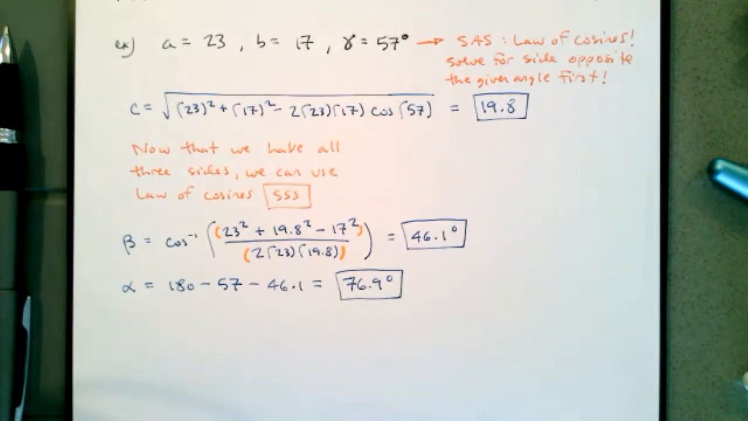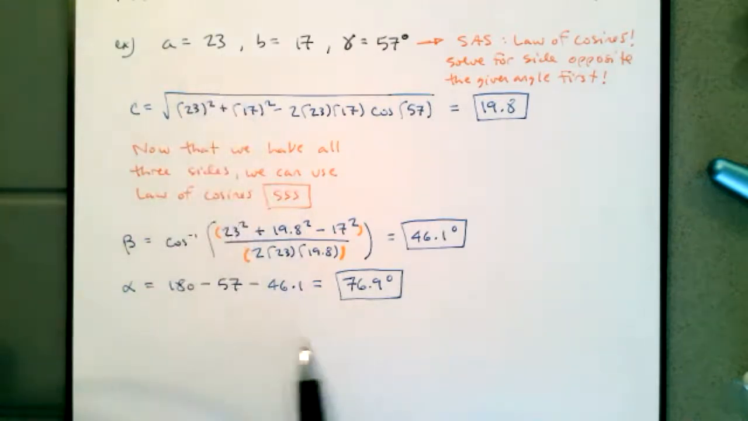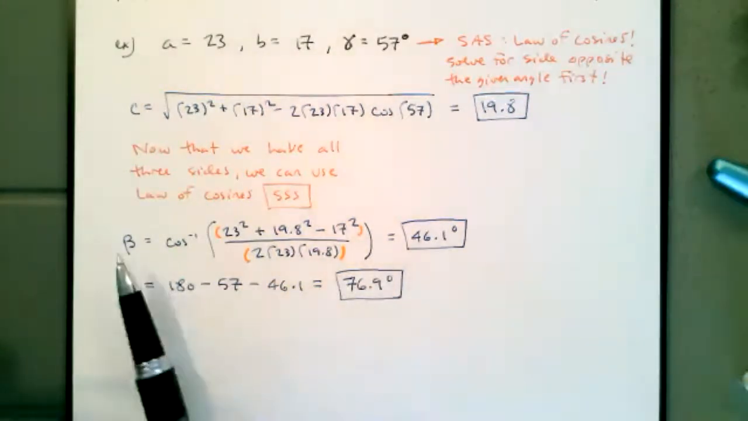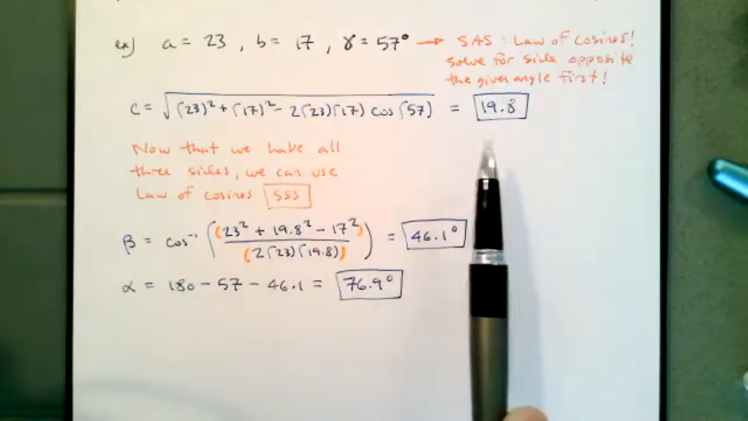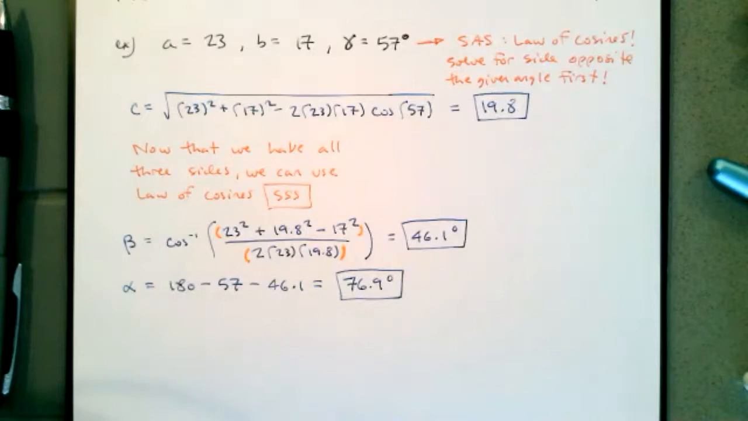Let's make sure this passes the internal logic check. Is the biggest angle opposite the biggest side? Well, it looks like the big side is 23, and the big angle is alpha, 76.9. The smallest angle is 46.1, which is beta, which is opposite the smallest side. And the middle angle of 57 is opposite the middle side, 19.8. So at least this passes our basic inspection. We did not get an error when we hit enter at any point, and the angles and the sides are opposite the biggest, middle, and small.